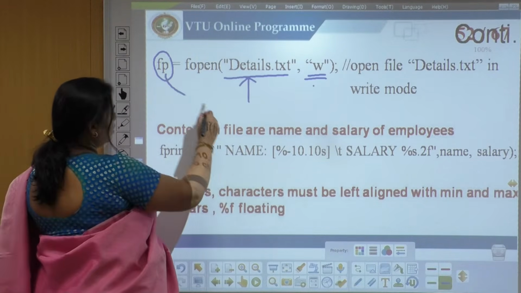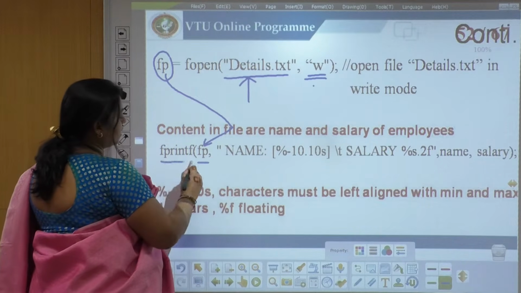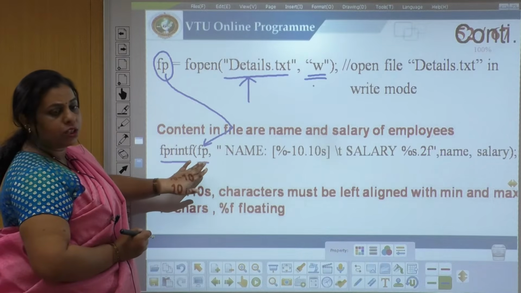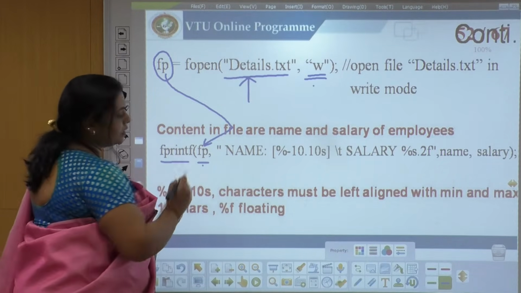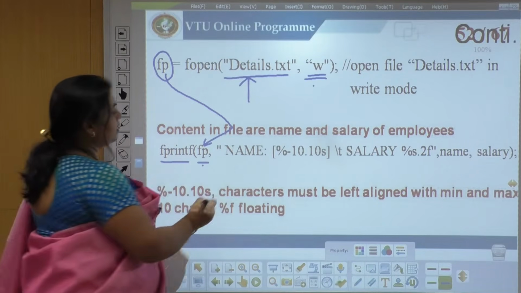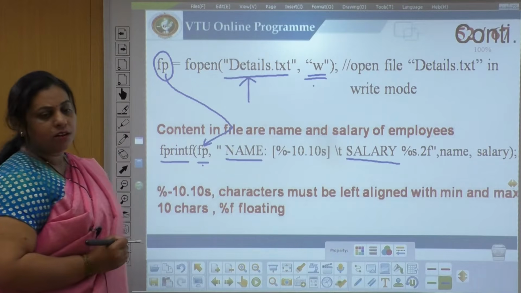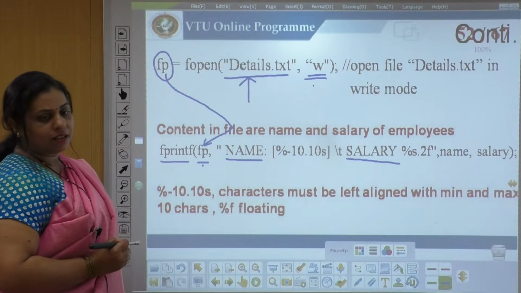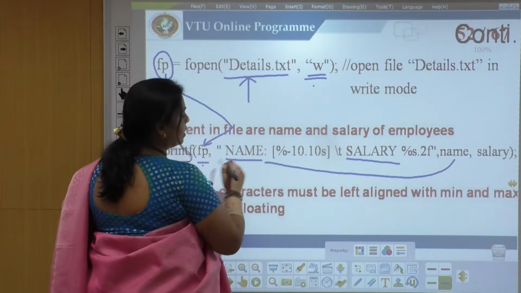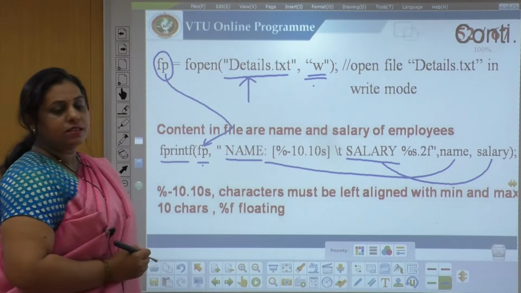Look here, the same pointer is given here in fprintf, where to print: to the details.txt file, which is pointed to by the pointer fp. What has to be printed into it? I need to print the name and the salary, right? From where do I get the name? I get the name from the variable name. I get the salary from the variable salary here.